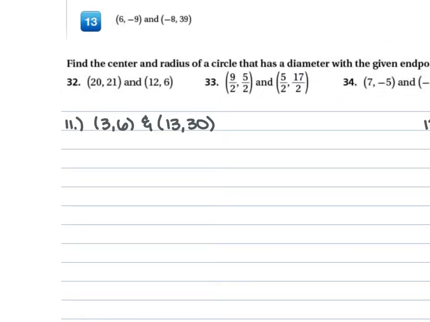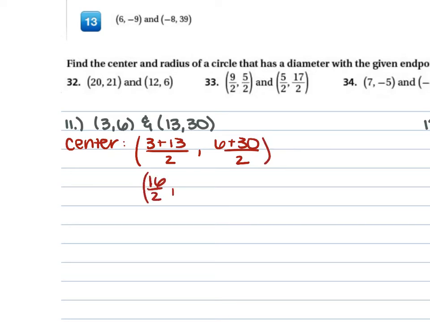So to find our center, we're going to do the 3 plus 13 over 2, and the 6 plus 30 over 2. So the 3 plus 13 is 16 over 2, and the 6 plus 30 is 36 over 2. So this is 8 and 18.